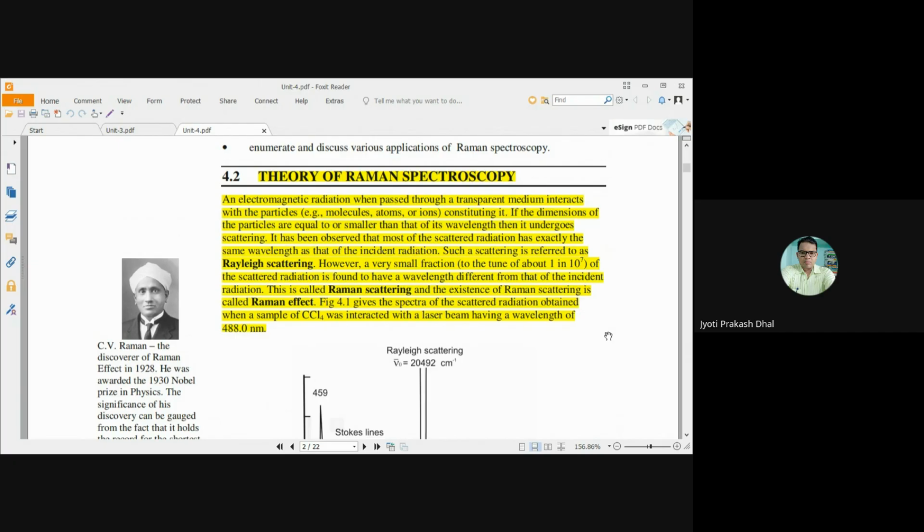So, if the dimension of the particle are equal to or smaller than the wavelength of the electromagnetic radiation interacting with it, then it undergoes scattering. It has been observed that most of the scattered radiations have exactly the same wavelength as that of the incident radiations. Then such type of scattered radiations are referred to as Rayleigh scattering.